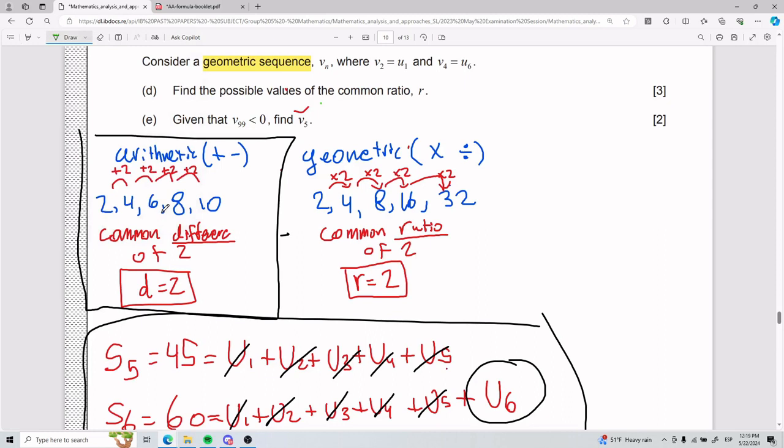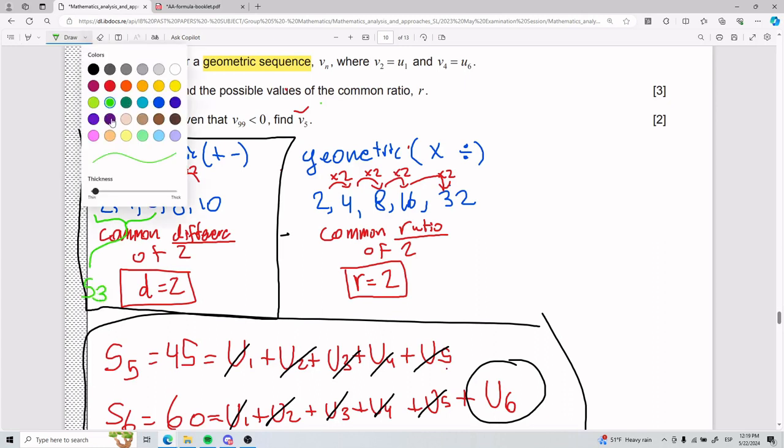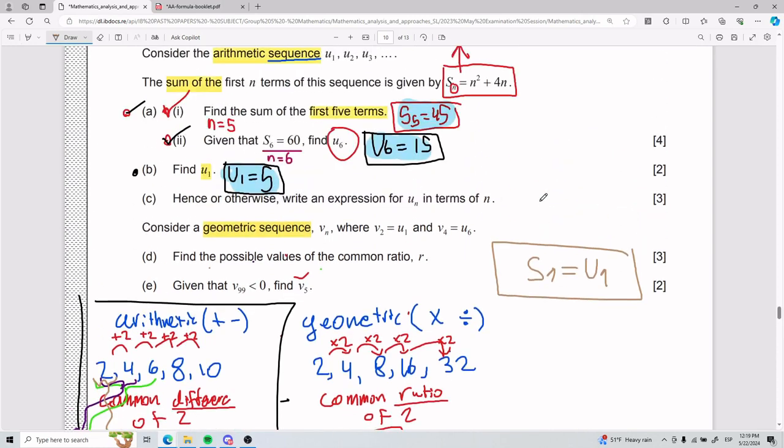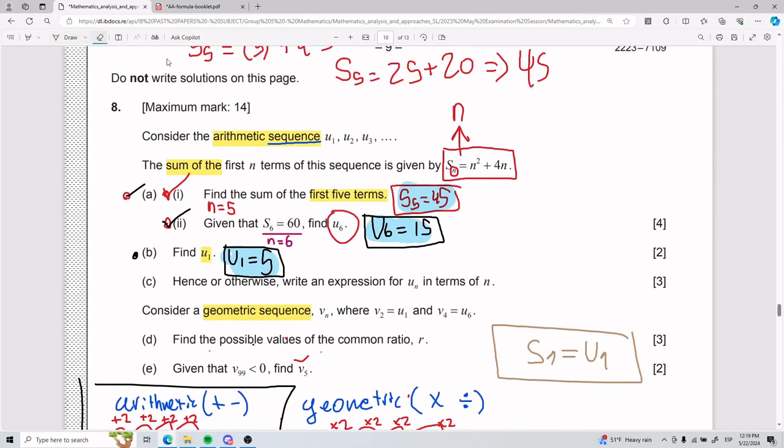S of 3, for example, is going to be the sum of the first three, right? S of 2 is going to be the sum of the first two. And S of 1, I know it sounds kind of troll, but technically S of 1 is just the sum of the first one. So S of 1 equals u1, and from here, you have this sum formula over there that asks only for n, so you can plug in n equals 1 here.